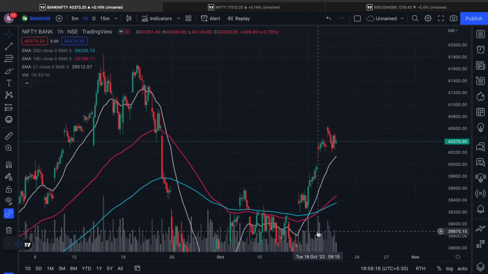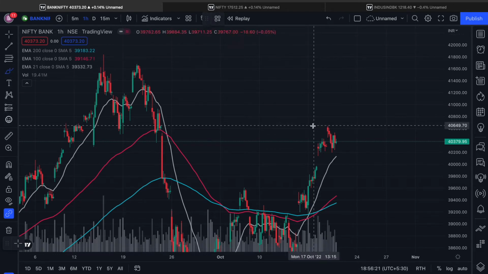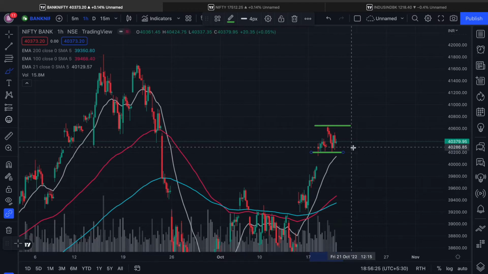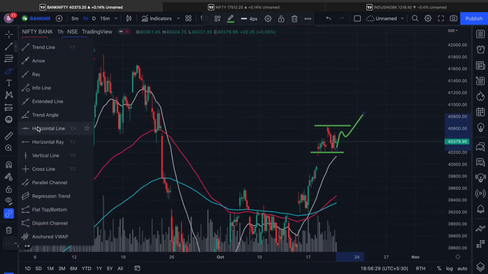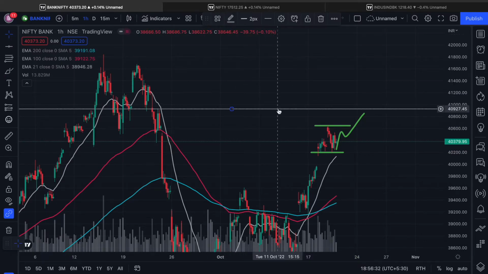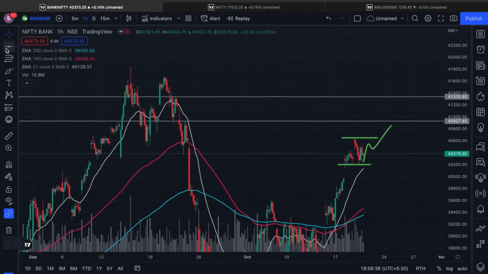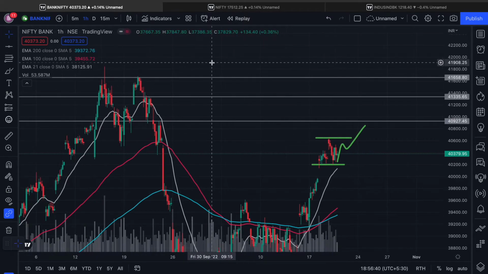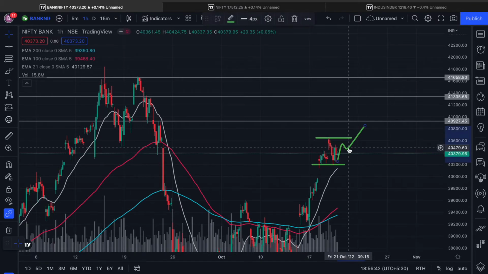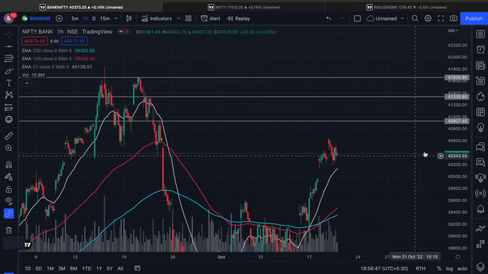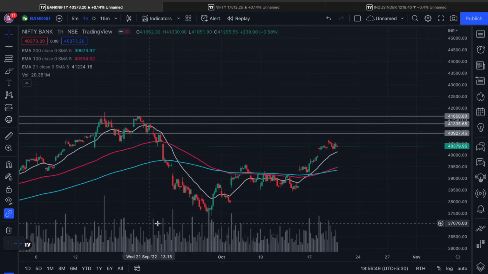So yes, that is actually possible if this range is broken out, right? So once this range is broken out on the upside, the first target that we are getting in this case is of course this 40,900, followed by this high, that is about 41,300, followed by this high, right? So yes, this is possible considering the bounce from the nearby demand zone, right? This one I'm talking about.